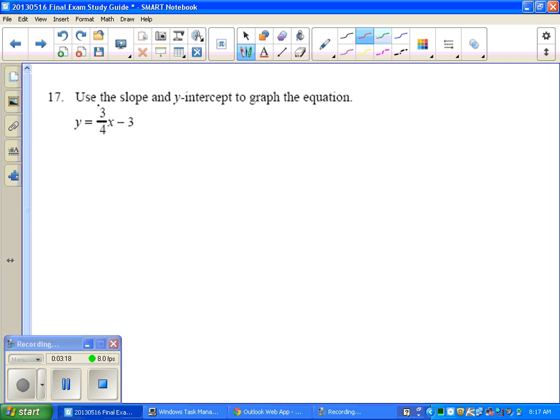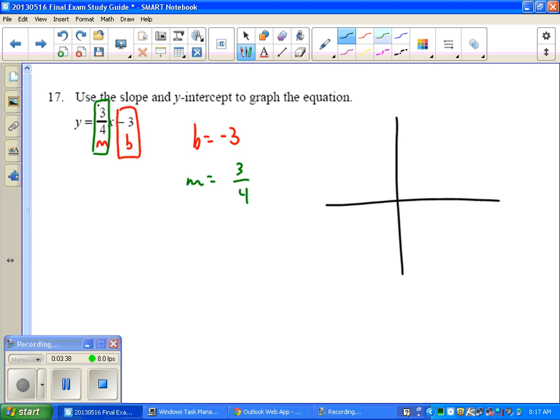17 says graph this equation. It's already in slope-intercept form, so it's simple for us. Mx plus b. We already have everything we need. Your b value is -3, and your m value is 3/4. So draw yourself a simple plot. You don't need anything very fancy. You just need to have 1, 2, 3. We're going to need to have at least 4 this way. So b tells you to begin at -3. This is your y-axis, so begin at -3.